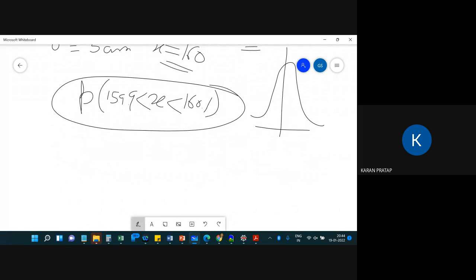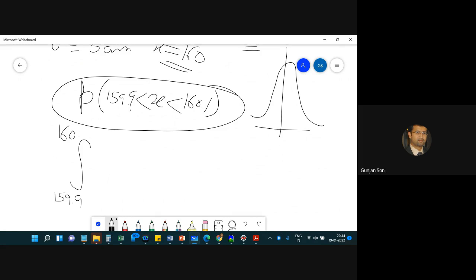Okay. So we will integrate it from 159.9 to 160.1 f(x) dx. Okay, this is what we are going to do.